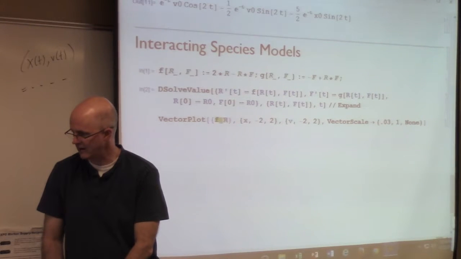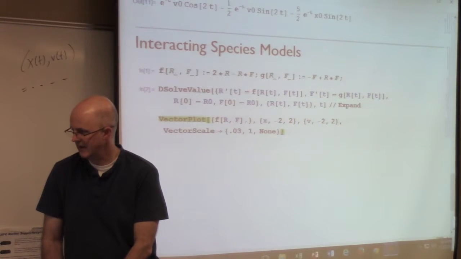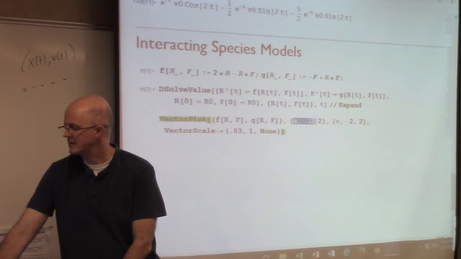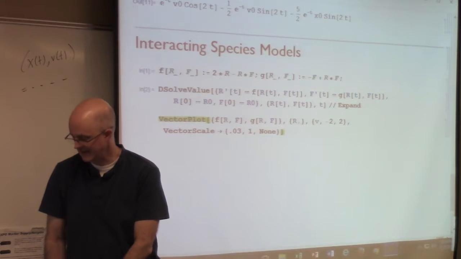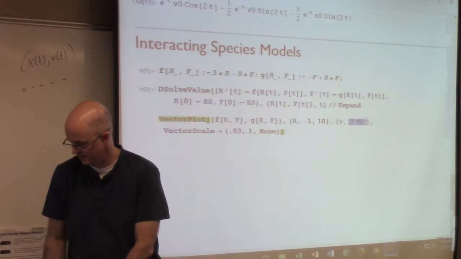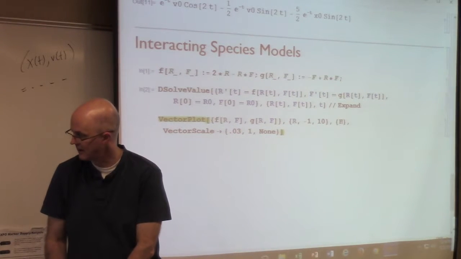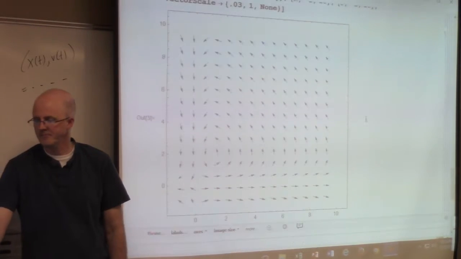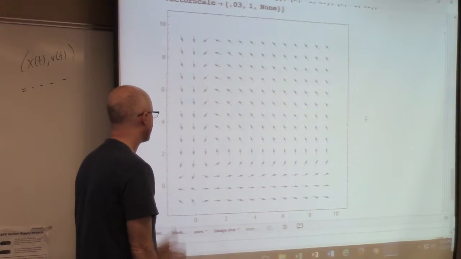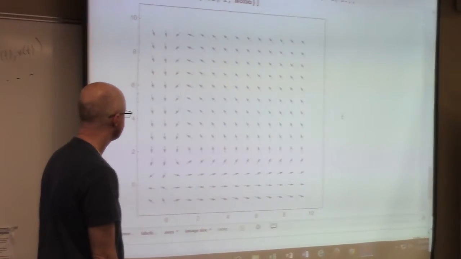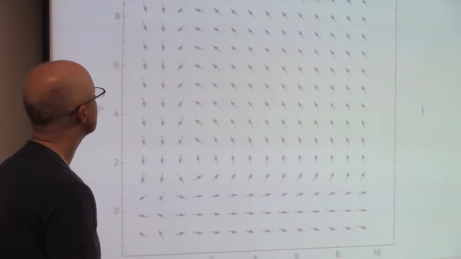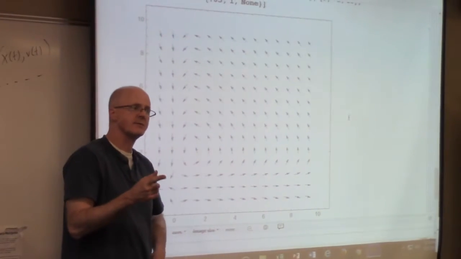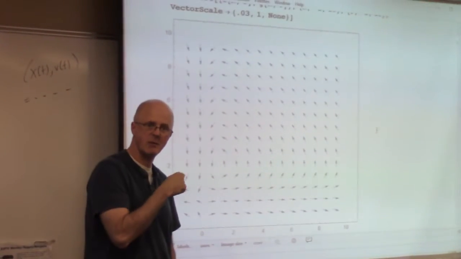F, little f of r, comma, capital F. Then little g of capital R, comma, capital F. These are non-negative populations, so I should probably do something like this to see a nice picture. It's actually not the vector field, it's the direction field because all these vectors have the same size. Even though you can't find formulas for solutions, based on this picture, you can approximate what they look like.